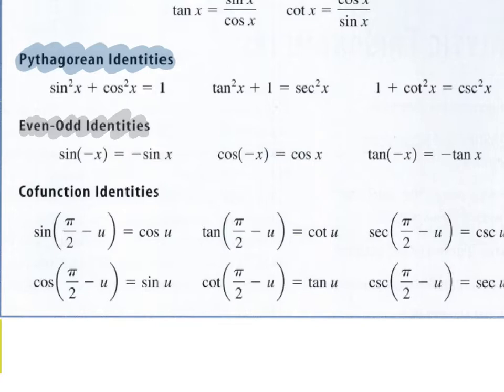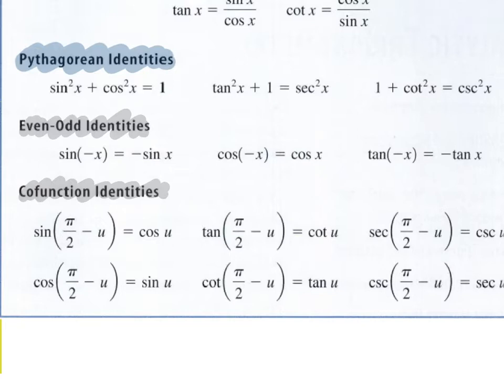All right, so underneath the even and odd functions are the cofunction identities. This we also talked about, but this was at the beginning of last chapter. Remember, cofunctions are ones that go in pairs, and one is the complement to the other. Sine goes with cosine, secant goes with cosecant, tangent goes with cotangent.